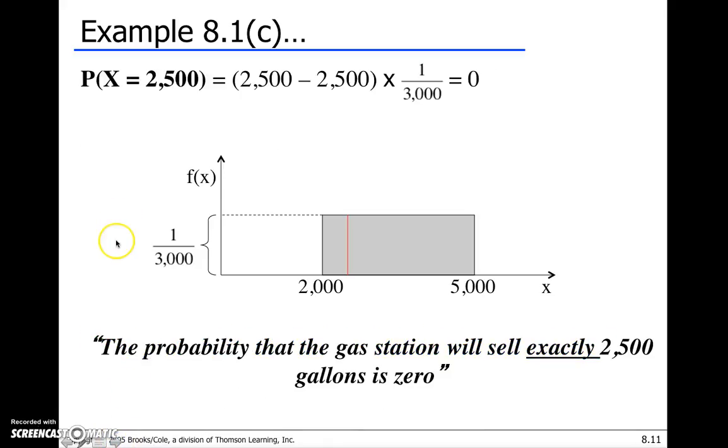It's calculated. Probability x is equal to 2,500. That means the width of this is 2,500 minus 2,500, because it's at the same point. Hence, the width is 0, multiplied by the height, 1 over 3,000, which is constant, equals 0. Probability is 0. So the probability that the gas station will sell exactly 2,500, again, is 0. And we knew that before.